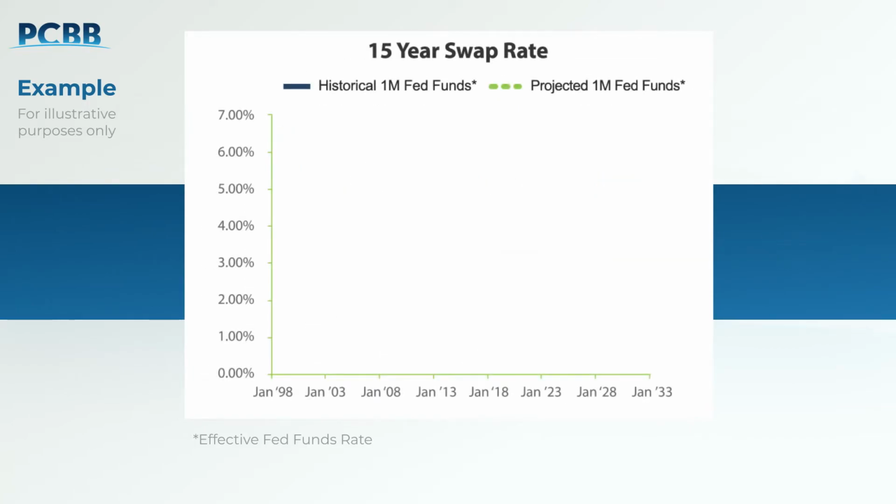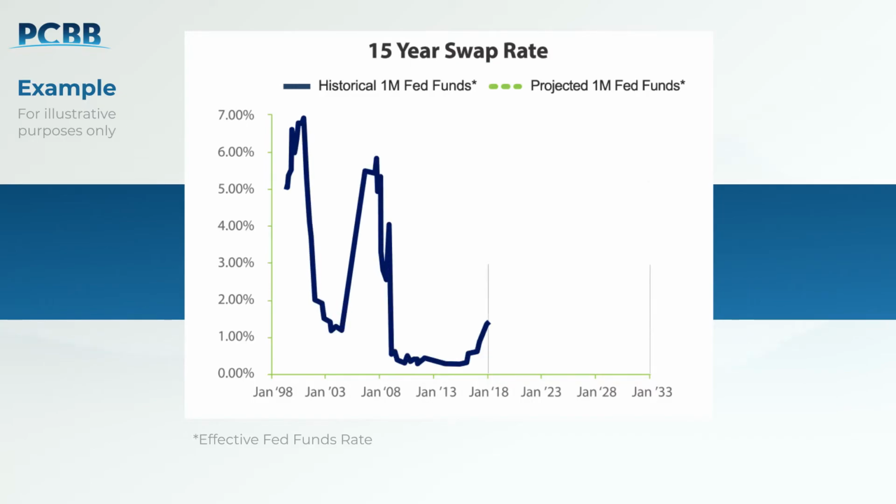Let's look at another example, using the same 1-month federal funds rate projections, but with a 15-year loan. You can see how the average of the rates represented by the new dashed line has changed. For this 15-year loan, the swap rate now becomes 2.4%.